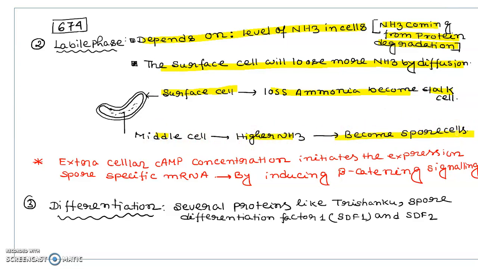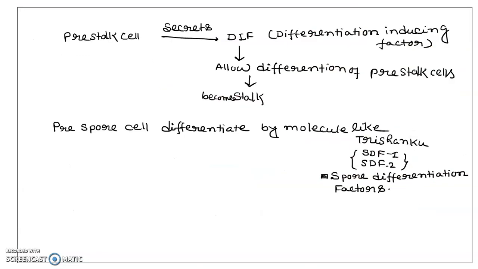So extracellular cyclic AMP concentration initiates the expression of spore-specific mRNA by inducing beta catenin signaling. Several proteins like Trishanku, spore differentiation factor 1 (SDF1) and SDF2 are involved in differentiation.